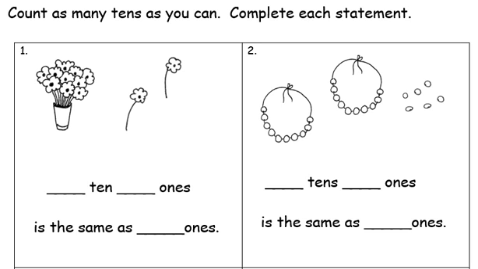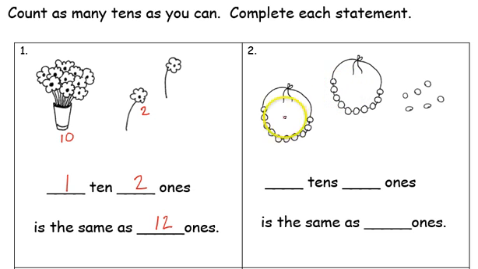For example, we have some flowers here. I have a vase with 10 flowers, and then I have 2 more. So I have 1 ten and 2 ones. Now let's imagine that we took all of the flowers out of the vase and showed those separately. That means that we would have 12 single flowers or 12 ones. That means the number 12 can be thought of as 1 ten and 2 ones or a group of 12 ones.